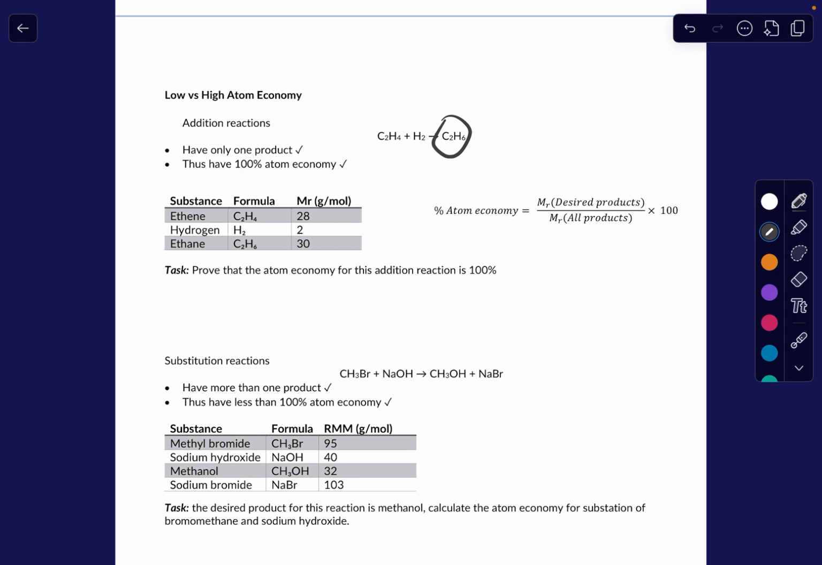What I would like you to do is, in this task here, can you prove that to me? Can you show me the desired product over the all products, times it by 100, and show me that final value?